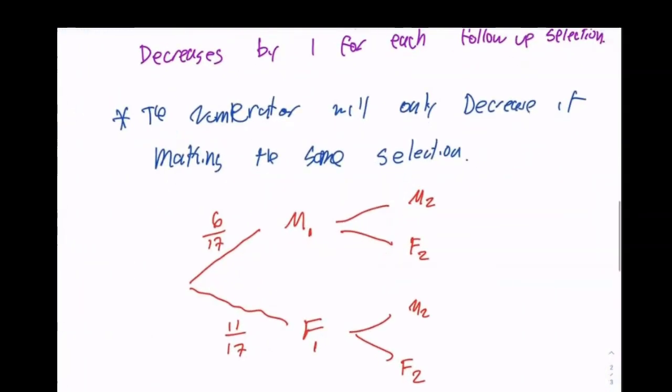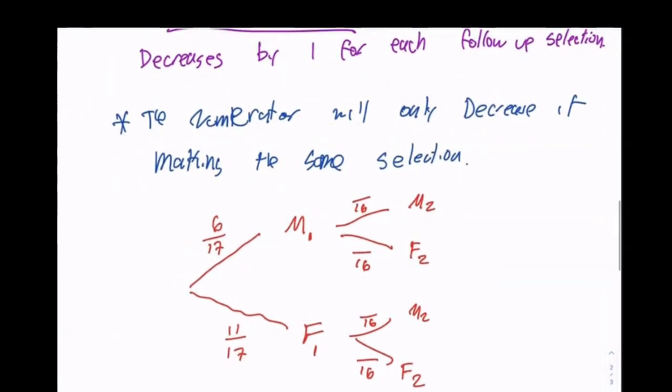Now, in each of these probabilities, the denominator is now 16 because there's only 16 students left to choose from. So, given that I selected a male already, what's the chance? How many males are there left? How many males are there to select after I've selected one of the males? I selected a male. How many males are there left? Started off with 6. 5. Perfect. So the chance of selecting a male is 5 out of 6.